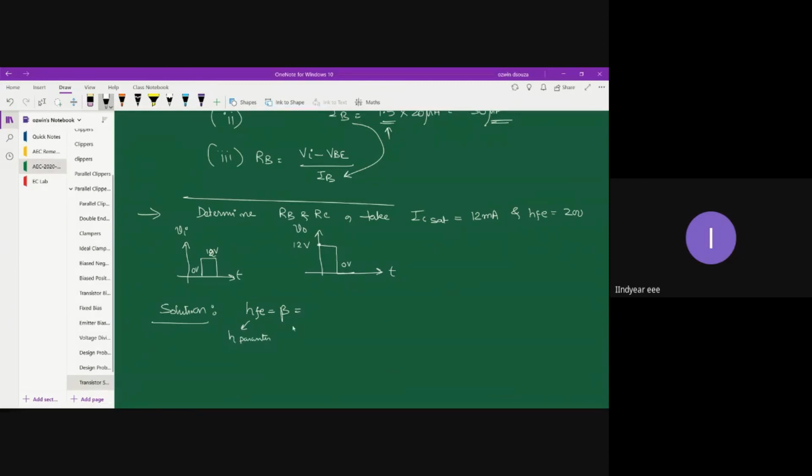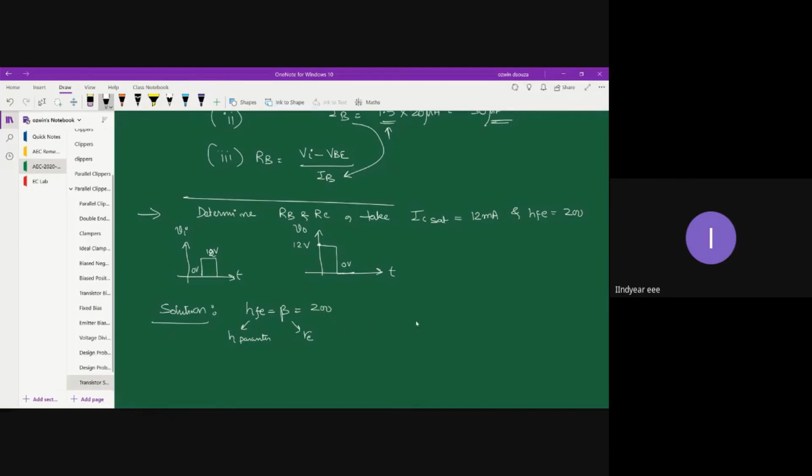In module 2, I'm going to tell you. And this is called the RE parameter. There are two models for a transistor, the RE model and the H model. Each model will take a different convention. So beta and HFE are the same, so that's 200.